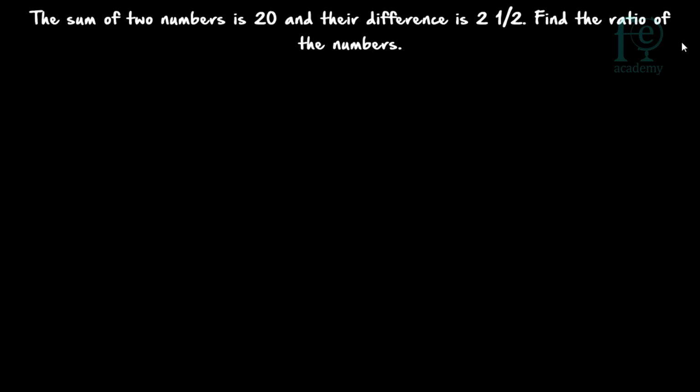So today's question is, the sum of two numbers is 20 and their difference is 2.5. Find the ratio of the numbers. So what is the given question? There are two numbers. So let the two numbers be A and B. The sum of two numbers is 20 and the difference of the two numbers is 2.5. You have to find the ratio of the numbers. So 2.5 is equal to 5 by 2. You have to find out what is A by B.